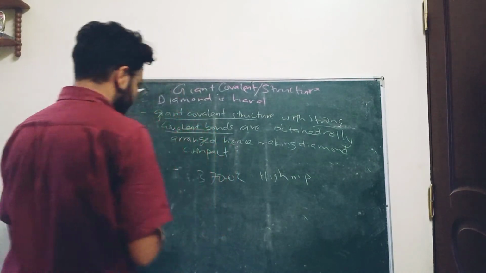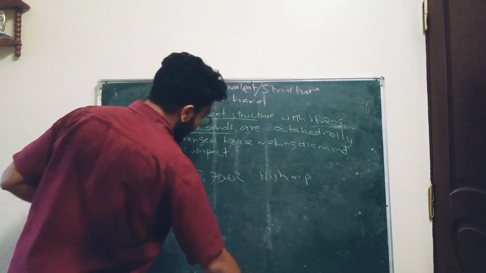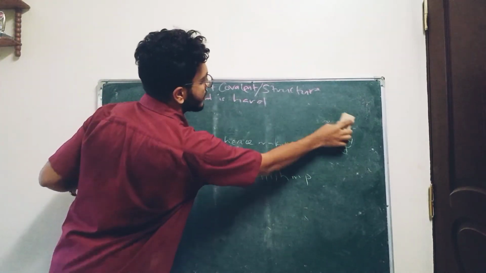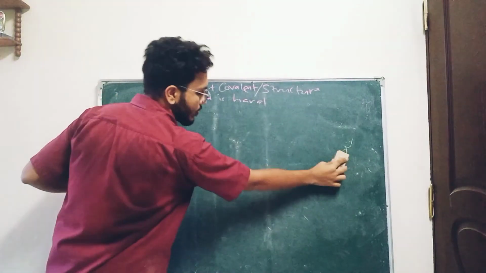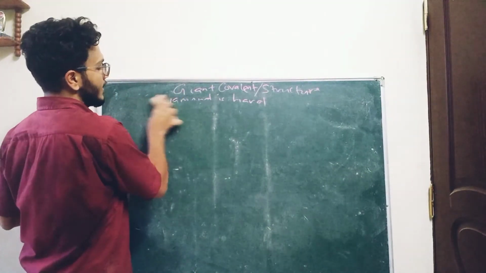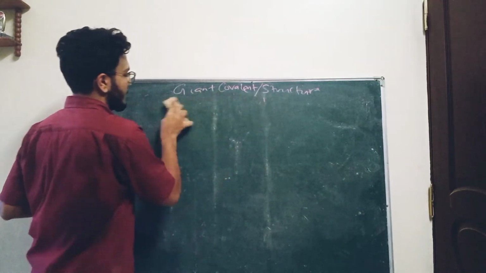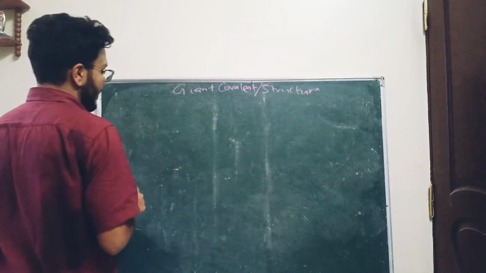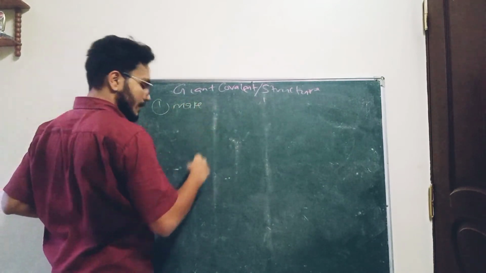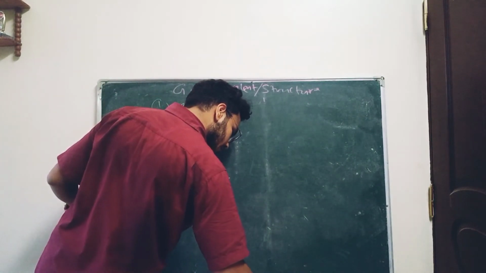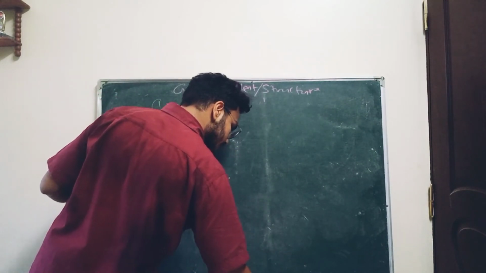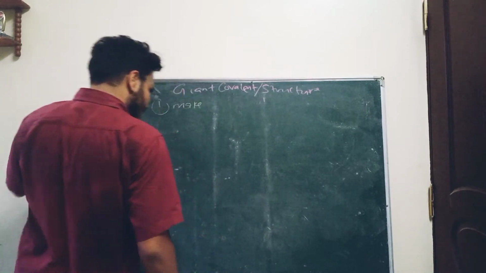Uses of diamond. So we saw diamond has a giant atomic structure with strong covalent bonds that are octahedrally arranged, hence making diamond compact. What are the uses of diamond? Diamond is used to make drills. It is used to make ornaments because it is shiny, and used to make drills, cutting metals because it is very hard.